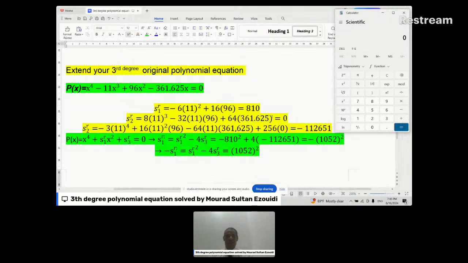S2 is 8 times 11 cubed, minus 32 times 11 times 96, plus 64 times 361.625. This, learners, has to be equal to 0.